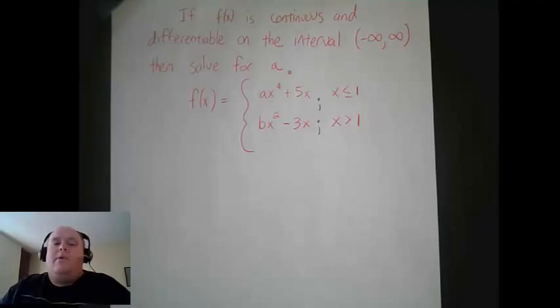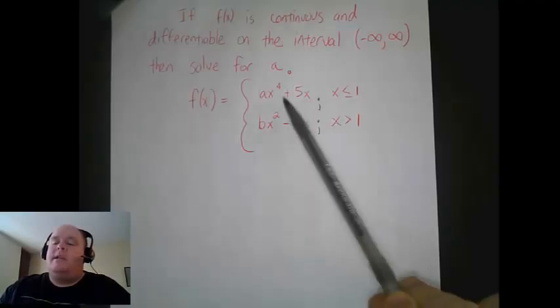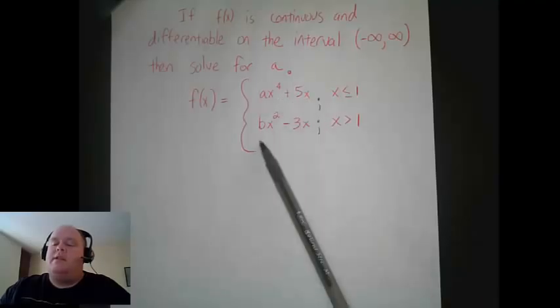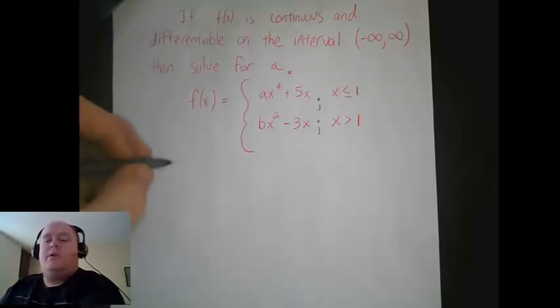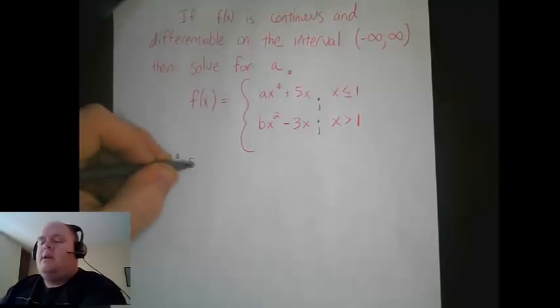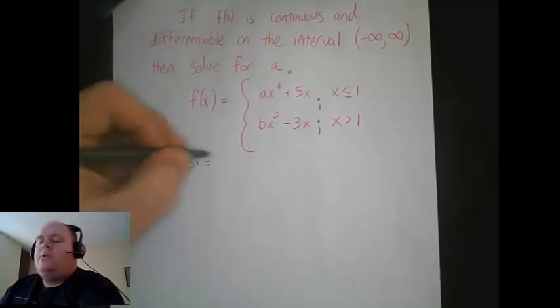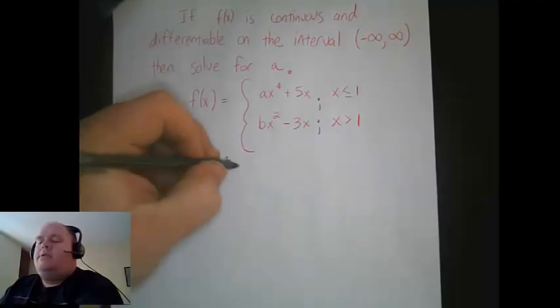So everything we're going to be doing for this problem revolves around the fact that the function could be changing at x equals 1. So if it's continuous, it has to have the same y value. So if it has the same y value, we can just basically take the first part of the piecewise function and the second part and set them equal when x equals 1. So that's the first thing we're going to do. I'm going to take the two parts of the piecewise function, ax to the fourth plus 5x, and we're going to set that equal to bx squared minus 3x.